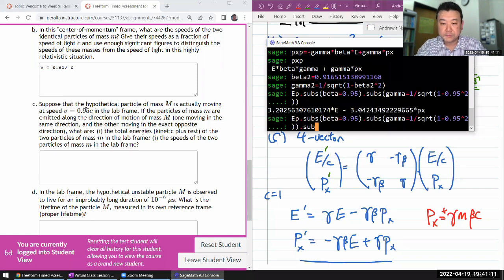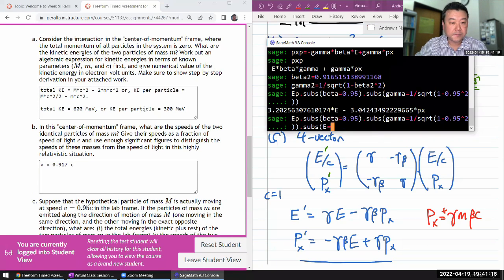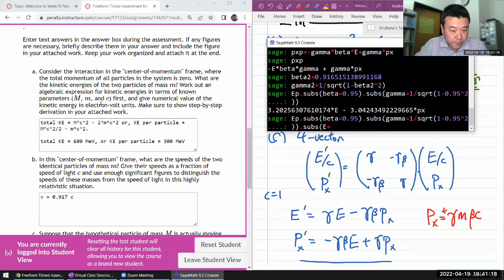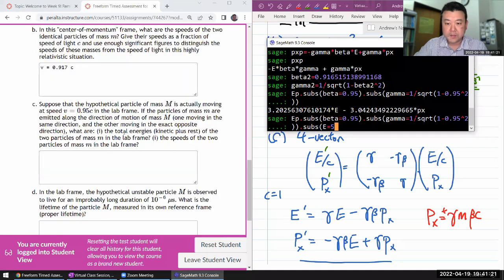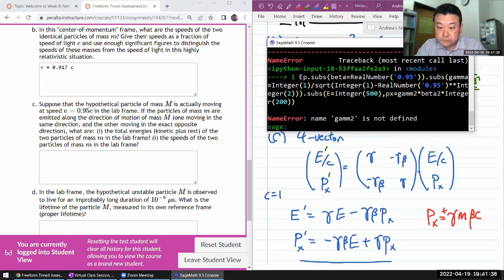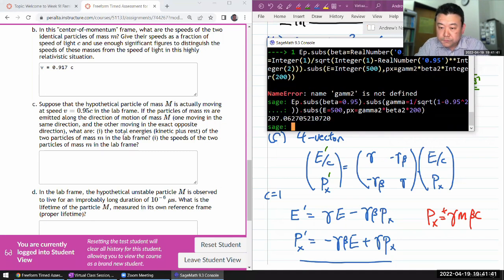And then I have to substitute in the energy. Before, we had 500 MeV for total. And for momentum, it's going to be gamma 2 times beta 2 times the rest mass; the rest energy is 200 MeV per c squared. So I think that's actually the particle that's moving in the opposite direction.